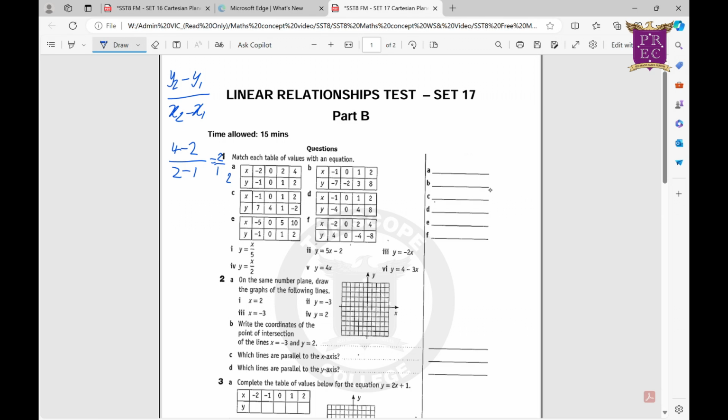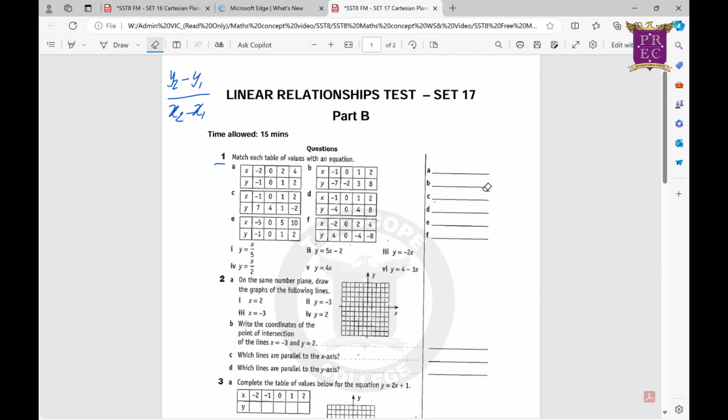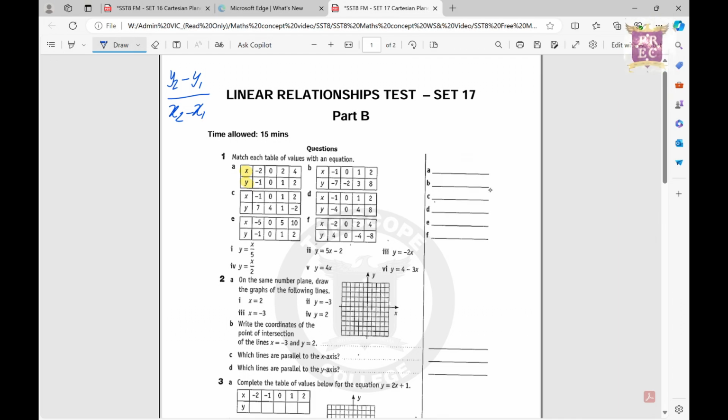So what gives us y is equal to 2x? Sorry, is it 2? Oh, sorry, I did it the other way around. So remember guys, the x values are on top. So we do y2 minus y1 first: 2 minus 1 over 4 minus 2. What's 2 minus 1? 1. 4 minus 2 is 2. So the gradient is half. Which one gives us half? That's number 4, so we can write it here.